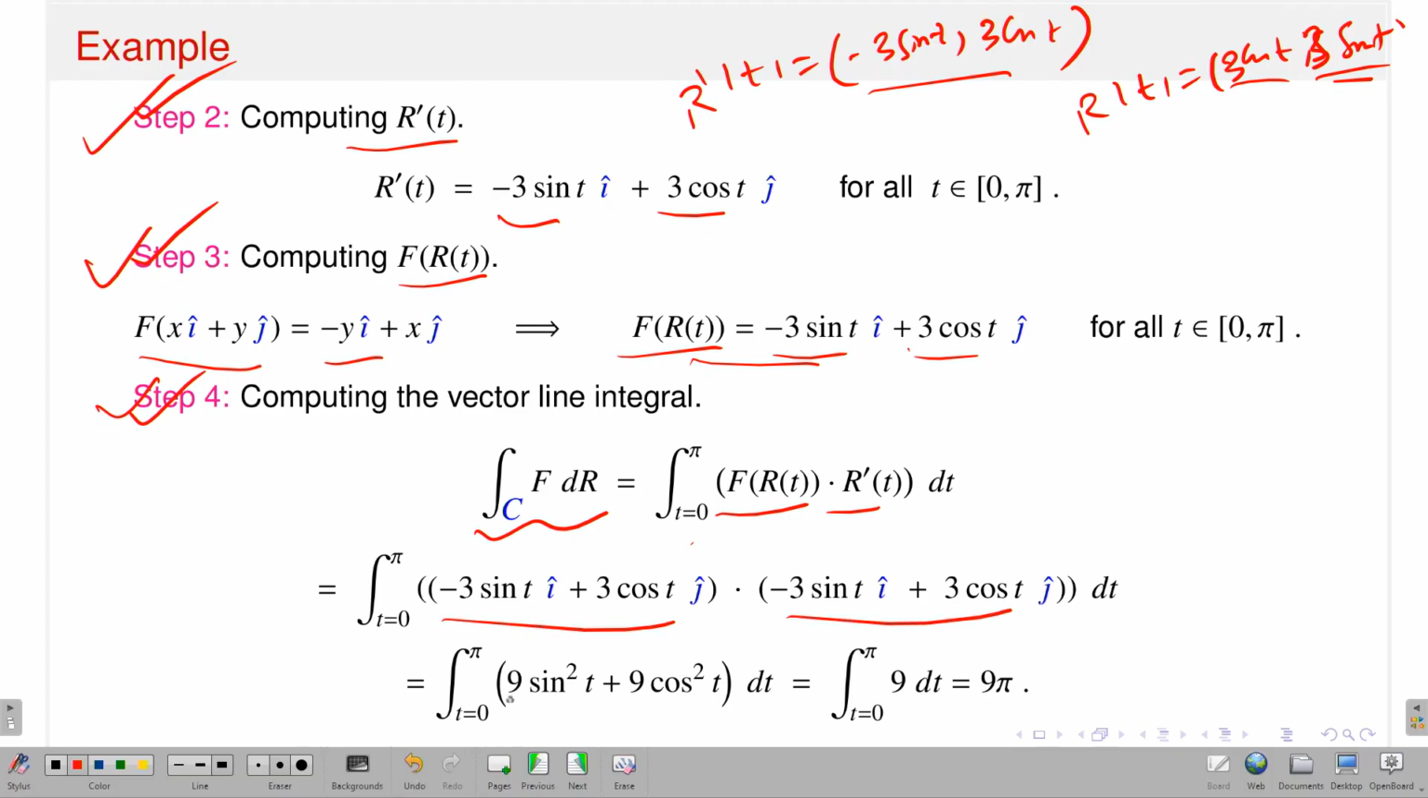What is the dot product? 3 times 3, that means 9 sin square t plus 9 cos square t. Use the trigonometric formula, sin square t plus cos square t is equal to 1, 9 will come out, this is the corresponding value. So, very simple. Of course, I am discussing a simple example, but sometimes if I give some problem, you just have to follow these steps and you will be able to calculate the required vector line integral.